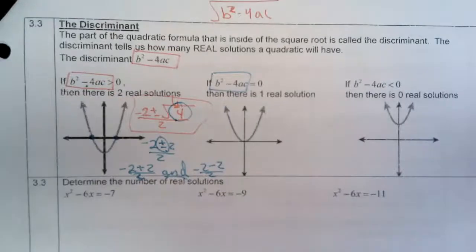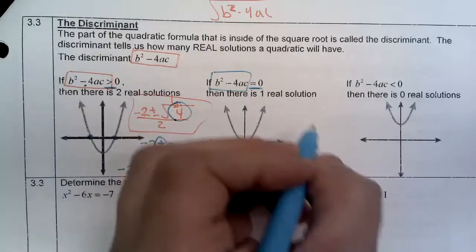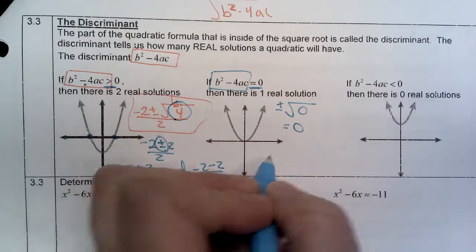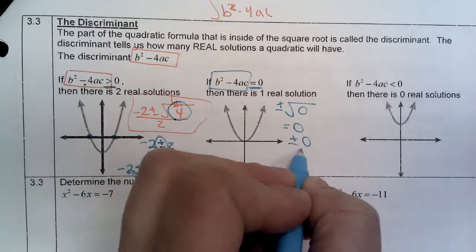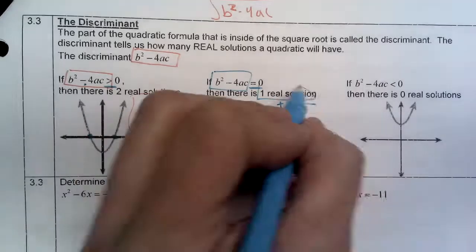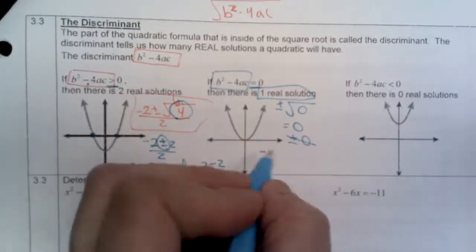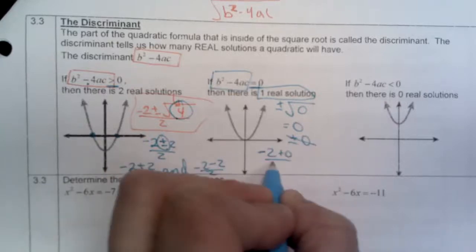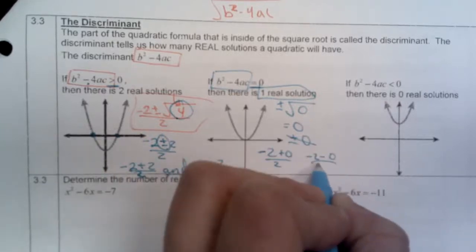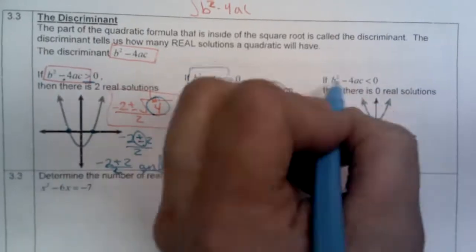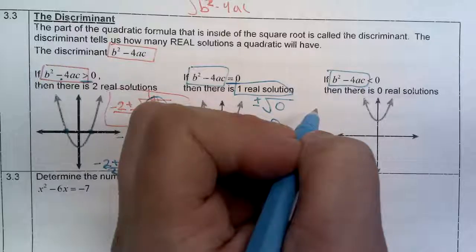If it equals 0, well, the square root of 0 is just 0. So if we're adding 0 or subtracting 0, it doesn't make a difference. That means there's only going to be one answer. So if we have -2 plus 0 over 2 and -2 minus 0 over 2, that's just -2 over 2, or -1, no matter what.